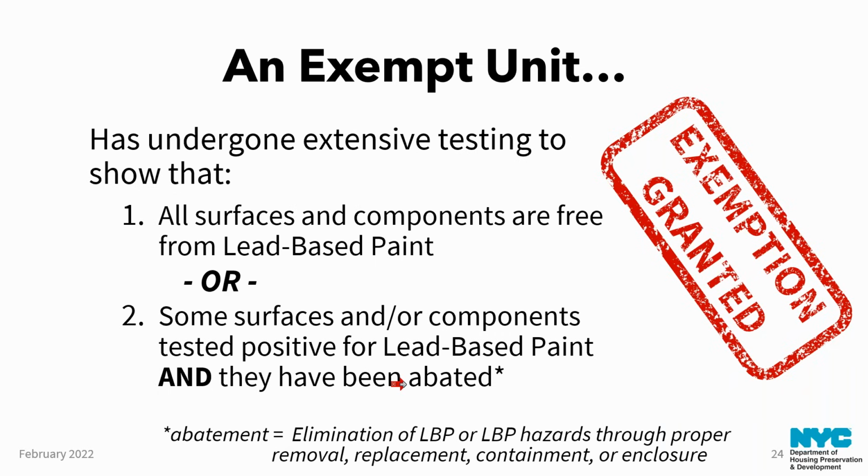And there are two kinds of abatement. One kind is removing the paint or replacing the component. And the result of that situation is that there simply is no more lead-based paint in the apartment. Or you can make the paint safer by containing it or enclosing it or using a method entitled encapsulation. So that's the basic outline of how a unit becomes exempt.